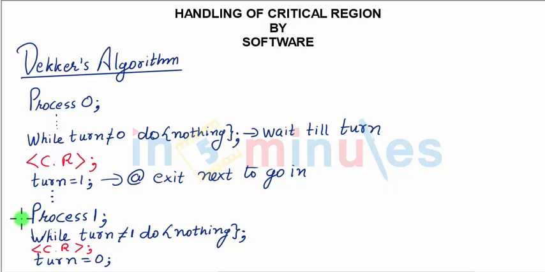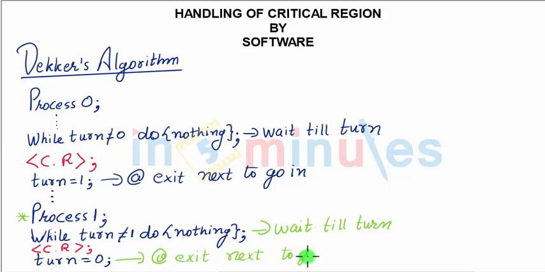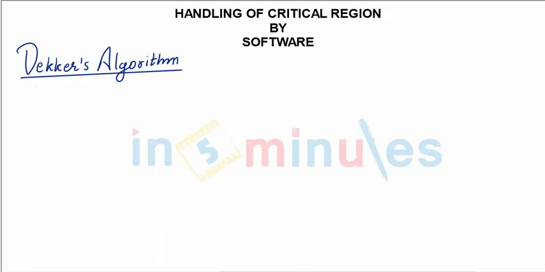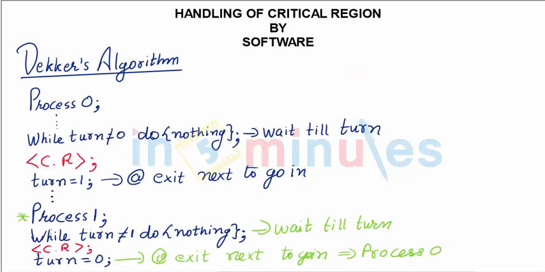Consider when process 1 enters, it will also wait till its time comes. So when turn comes, it will enter the critical region and then at the time of exit, next to go in would be process 0. Now how this thing is going to work, what exactly is needed? Let's try to understand this. We have process 0 and process 1.